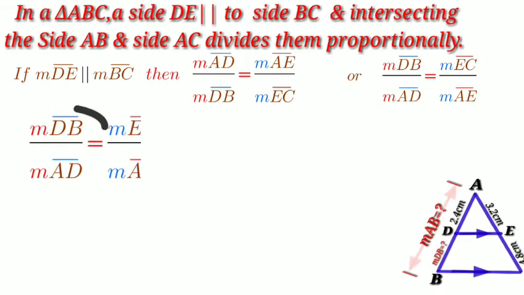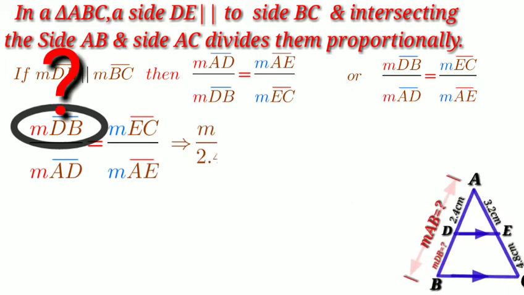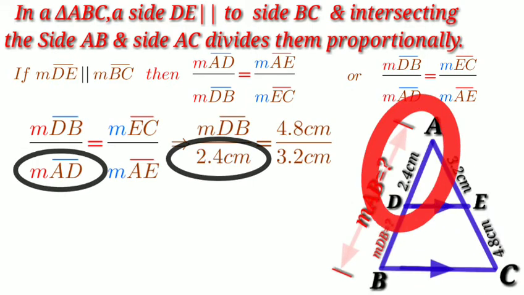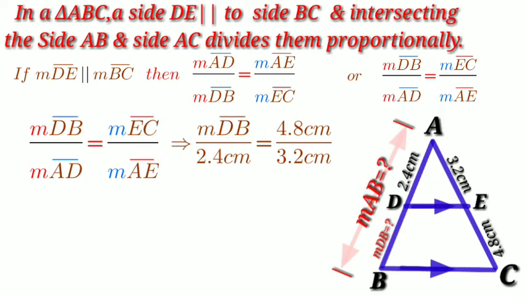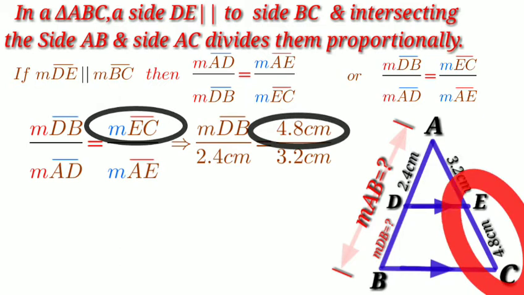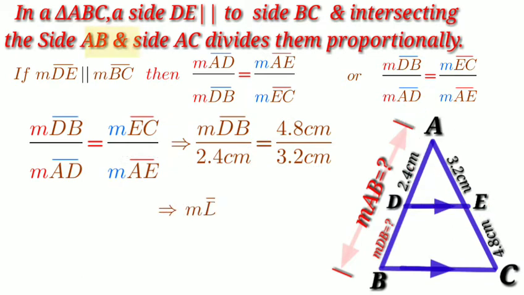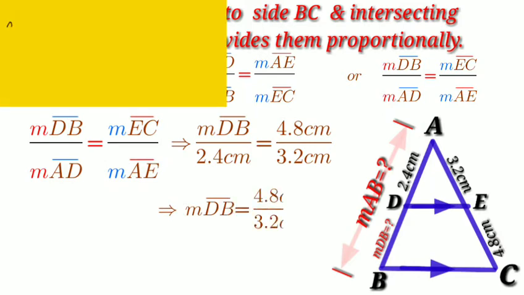So for finding the value of side DB, we put AD is equal to 2.4 centimeter, side EC is equal to 4.8 centimeter, and side AE is equal to 3.2 centimeter. Then side DB is equal to 4.8 centimeter multiply 2.4 centimeter divided by 3.2 centimeter.